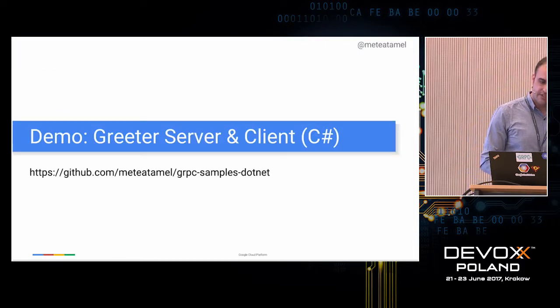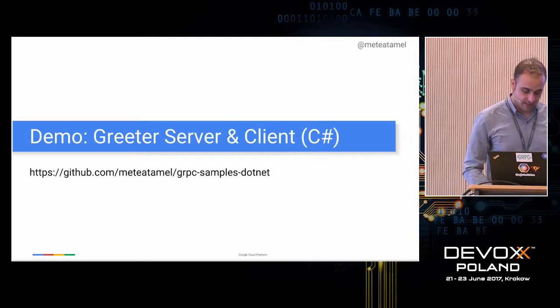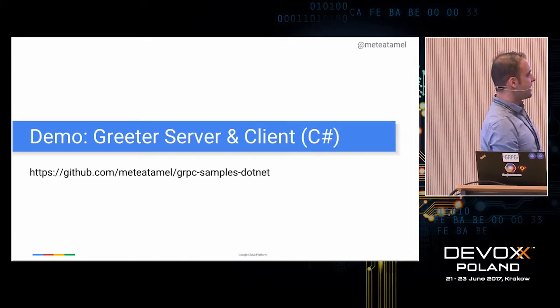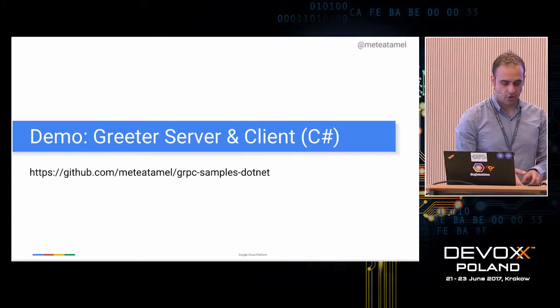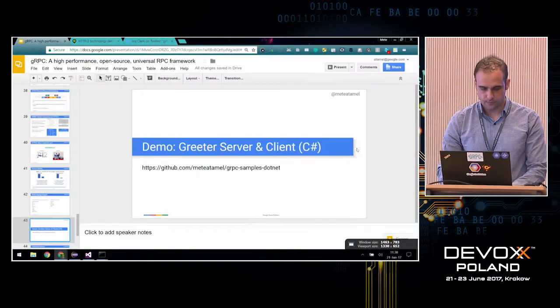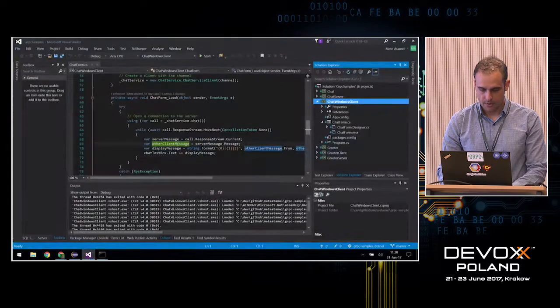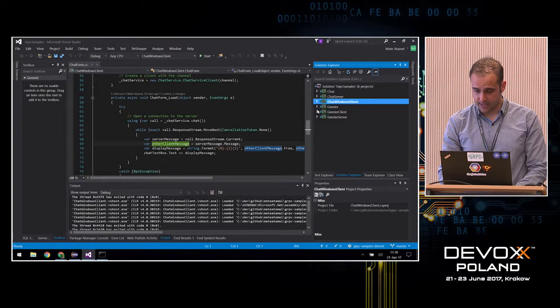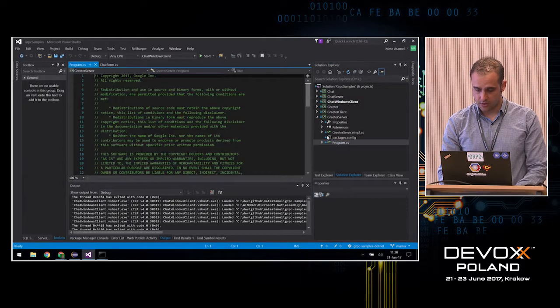Now I want to show the same greeter server and client in C# and see how that looks. Again, this code is in grpc-samples-dotnet if you want to take a look. Here I am in Visual Studio, and I have the same kind of setup, the greeter client and the greeter server. Let's briefly take a look at the program.